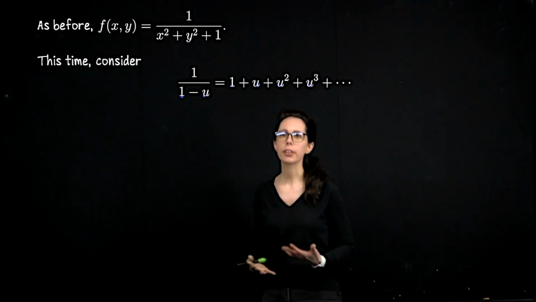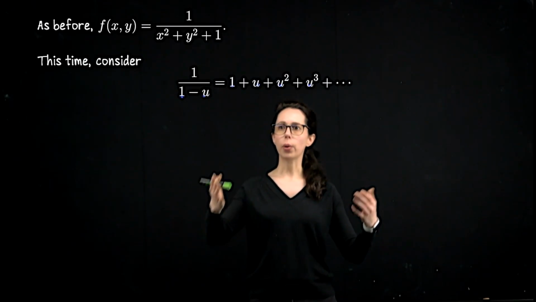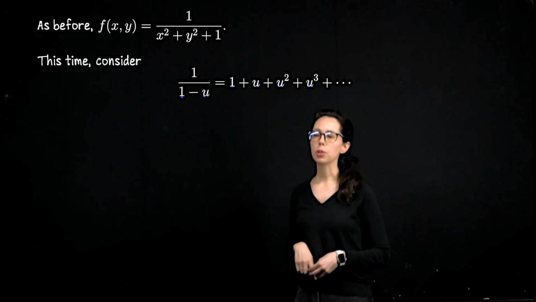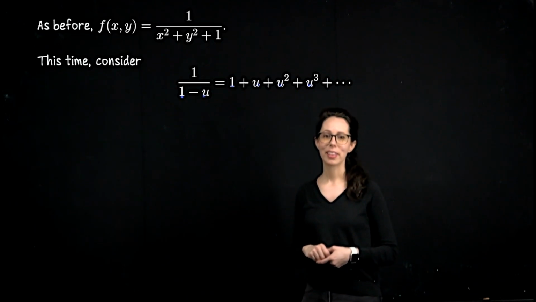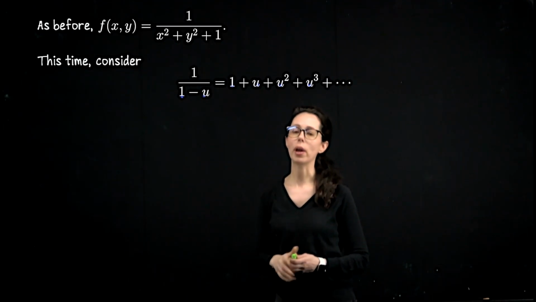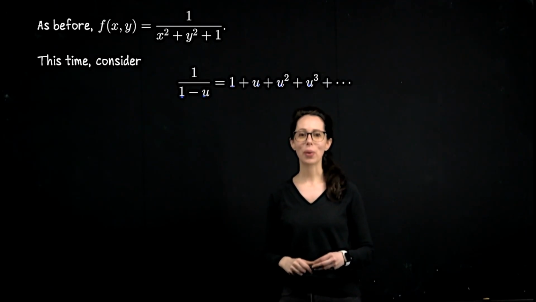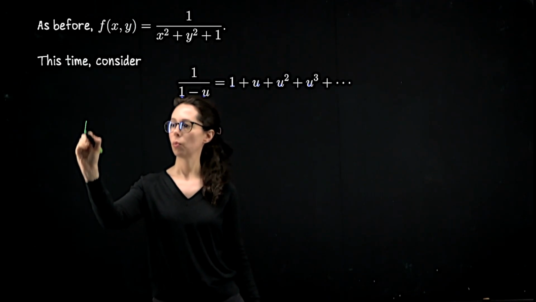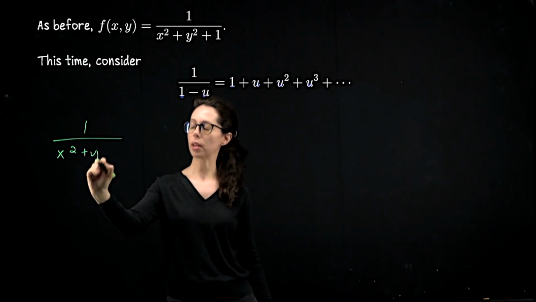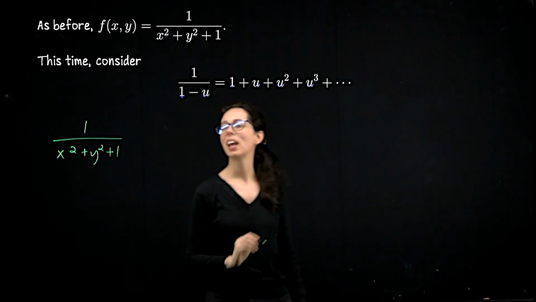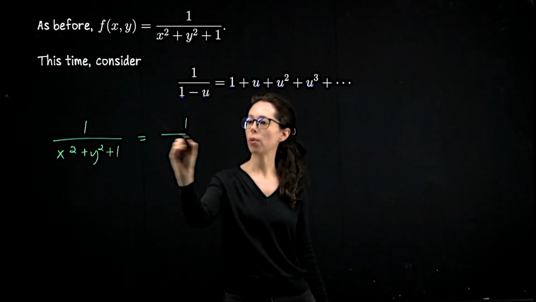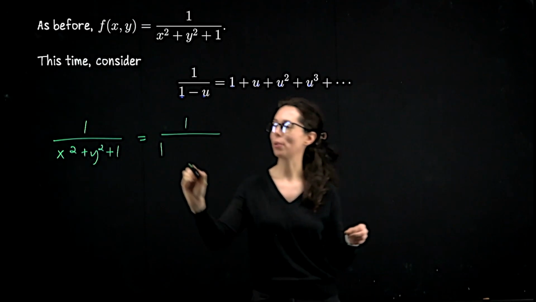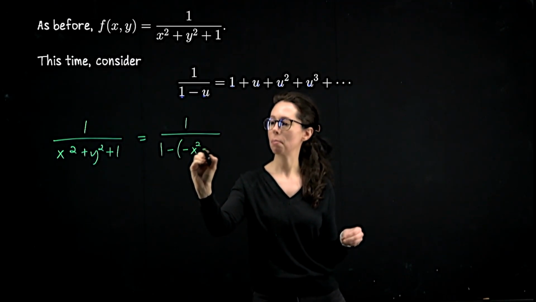So in particular, recall this series built off of the geometric series where you have 1 plus u plus u squared plus u cubed, et cetera. If the absolute value of u is less than 1, then this series converges, and it converges to the function 1 over 1 minus u. So we have a function that could be put in that form. Let me take 1 over x squared plus y squared plus 1 and write this as 1 over, I want to keep that leading 1, but then I would like to have minus something. So how about minus negative x squared minus y squared?